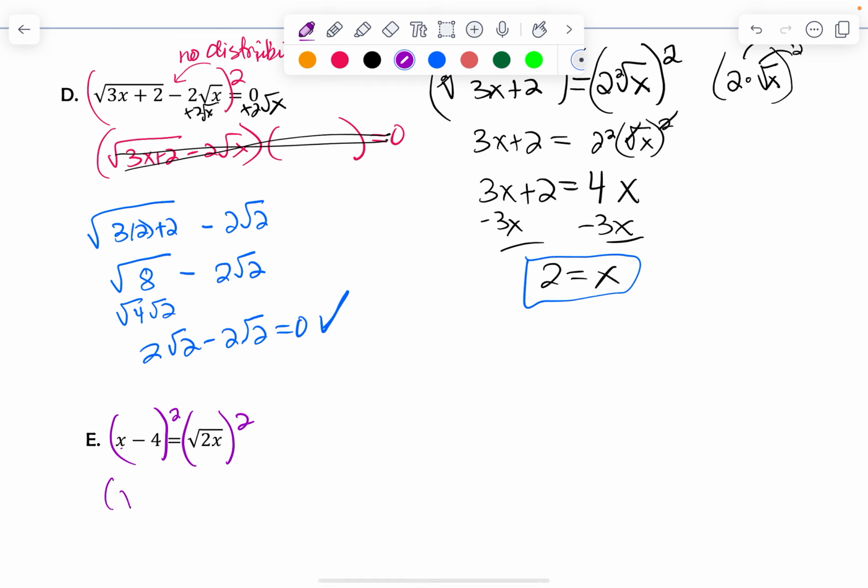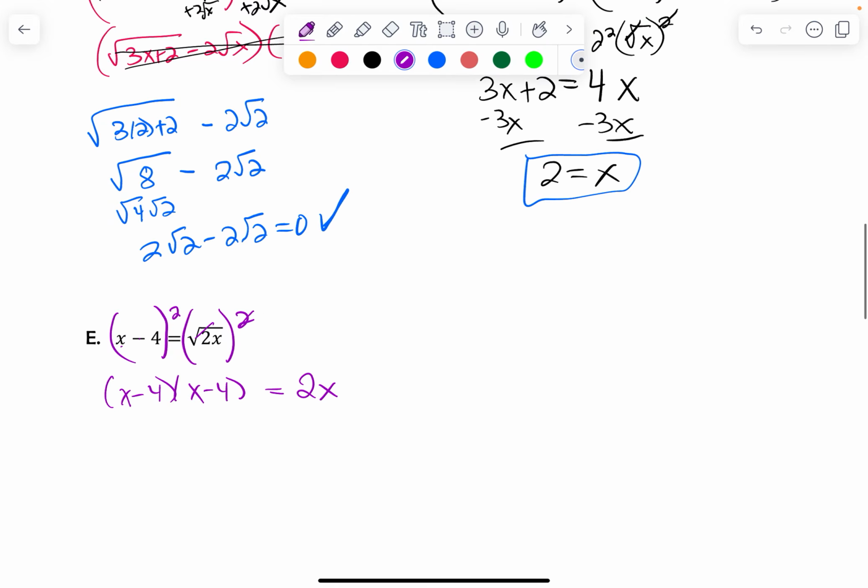By squaring this, this means x minus 4 times x minus 4. We cannot distribute past an add or a subtract. On this other side, the squared and square root will cancel out, and I'm left with just a 2x. So now I have to FOIL. I get x squared minus 4x. FOIL minus 4x plus 16 equals 2x.